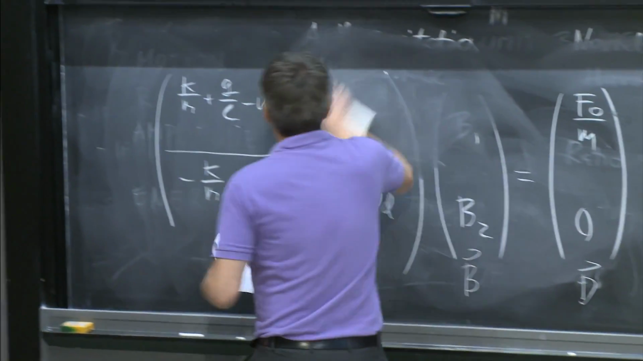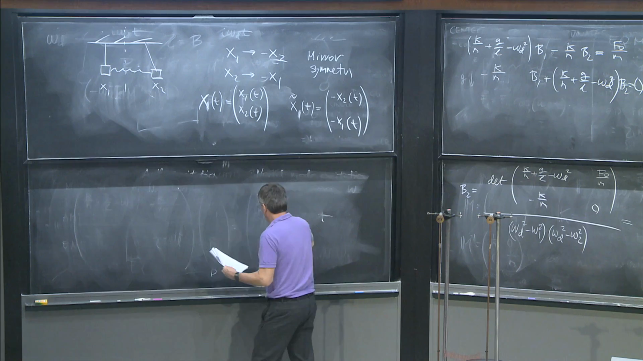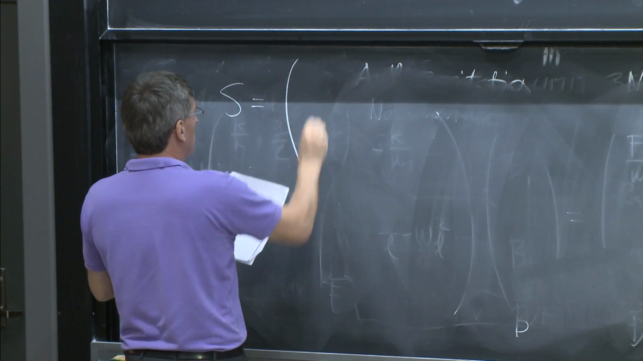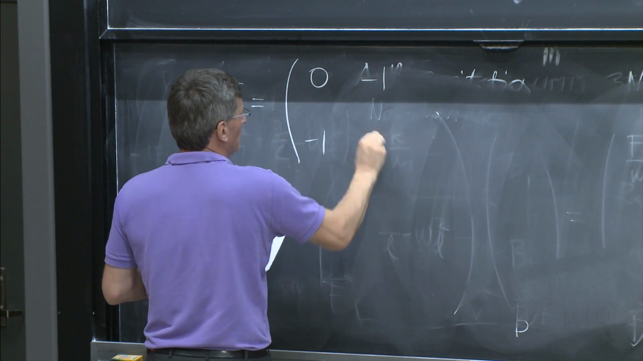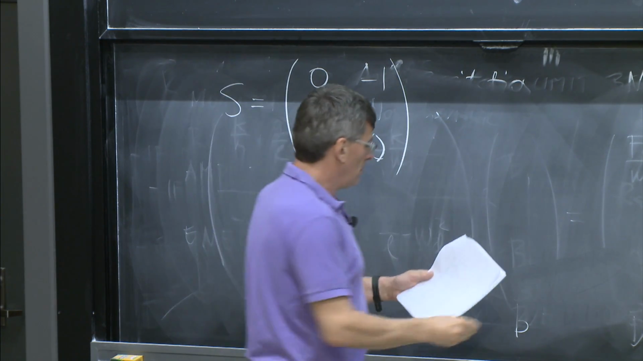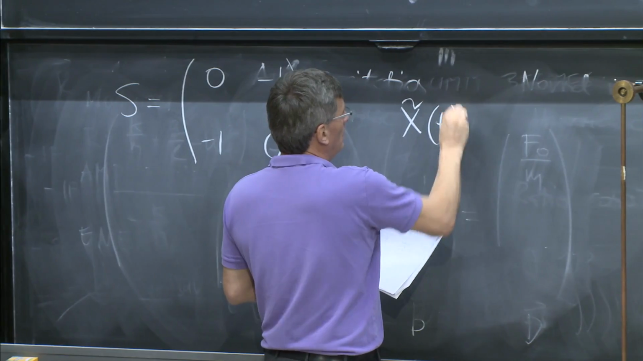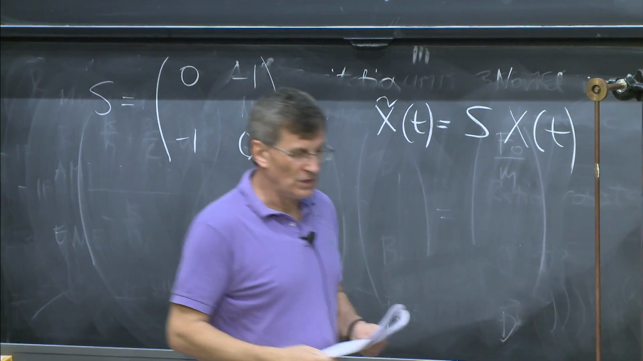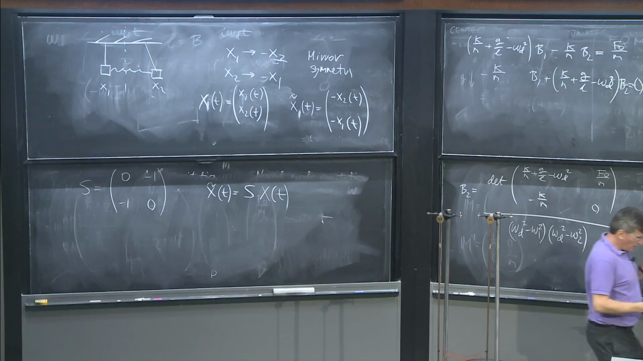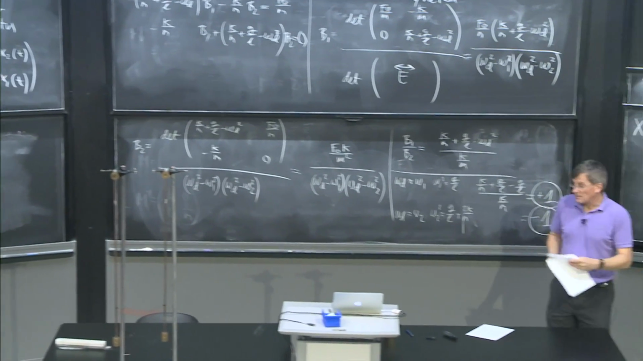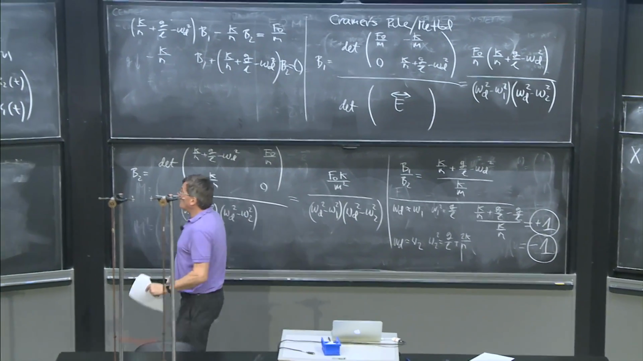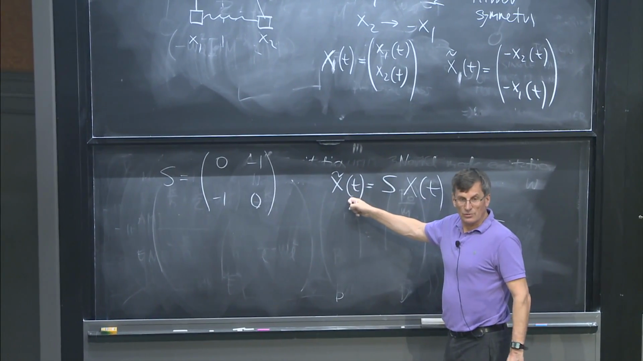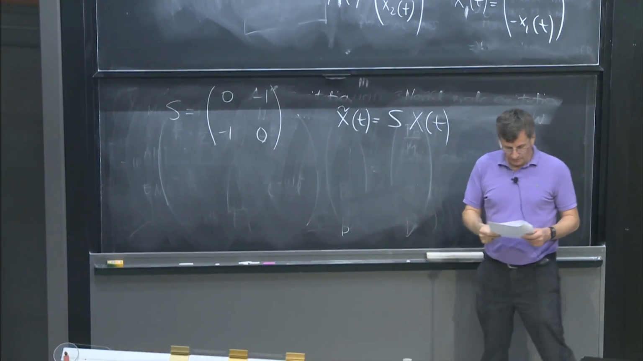All right? How do you write it in matrix form? You introduce a symmetry matrix, S, which is 0, minus 1, minus 1, 0. And then x tilde of t is simply equal to S x of t. And you can check that that's simple. You just multiply the vector by 0, minus 1, minus 1, 0, and you get the same thing. Turns out, if this is a symmetry, if this is a solution, this is also a solution. So you can make solutions by multiplying by matrix S.